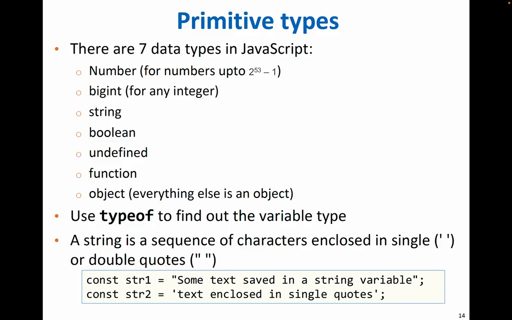It implies actually many things, and one thing is that we can give functions as a parameter to other functions, and everything else is considered as object. And if you want to know the type of a variable, then you can use this typeof keyword.